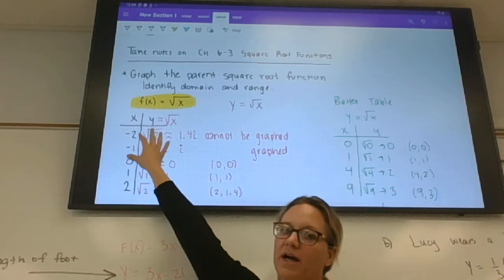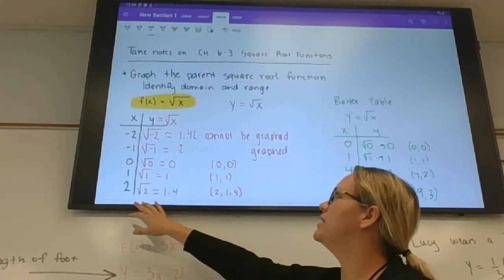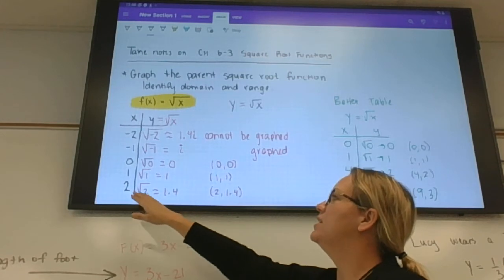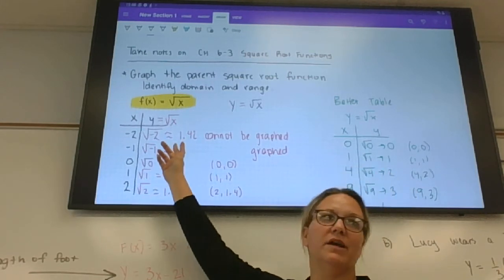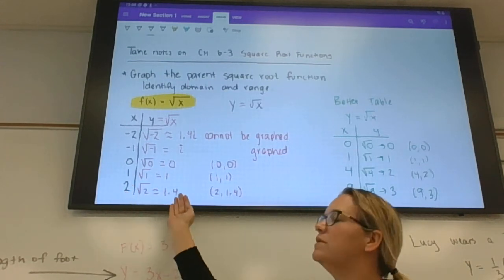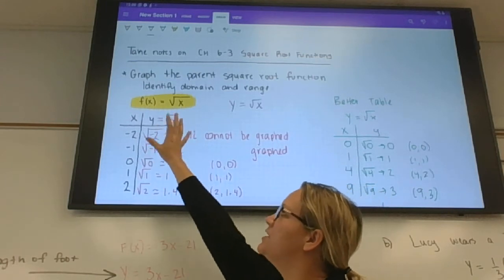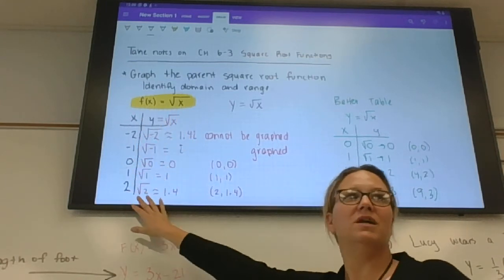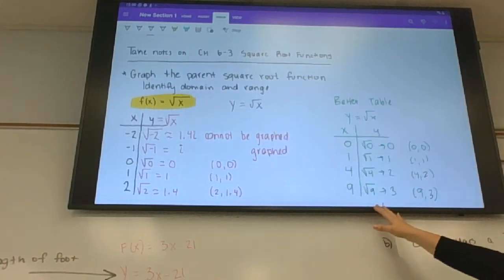Whereas if you rely on the -2 through 2 that sometimes you do with graphing, you end up with imaginary numbers because you can't square root a -2. And then you end up with decimals because you can't square root 2 either. It's irrational. So for this function, you don't want to just make any old table. You want to really think about numbers that square root well.